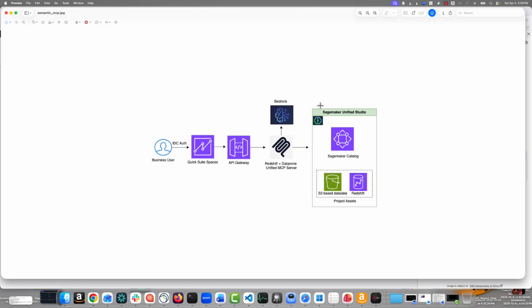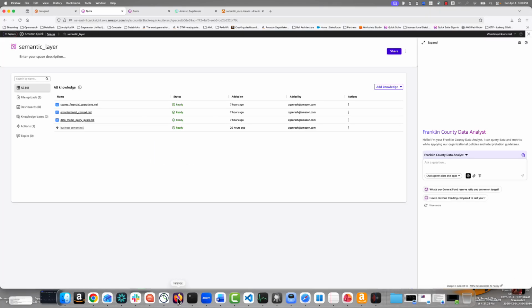After it has got the results, the MCP server will send it back to the business user, and the user will see a beautiful descriptive answer along with some visuals if possible. So that is the flow. Let me quickly show you how it works in real life.